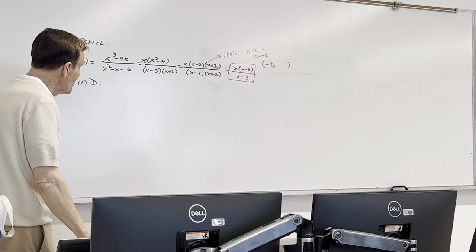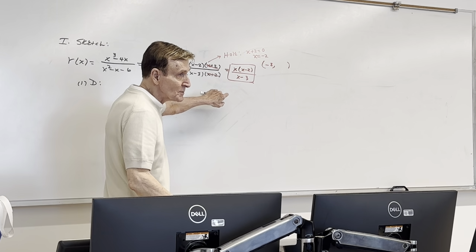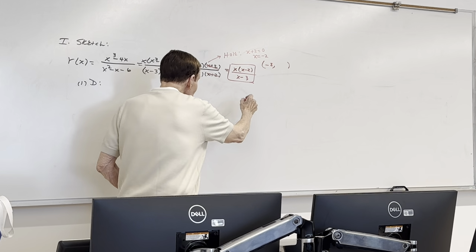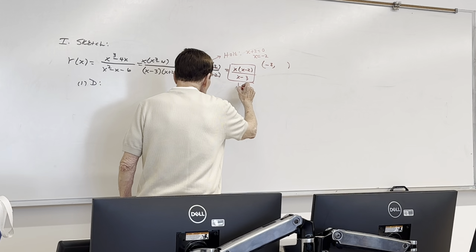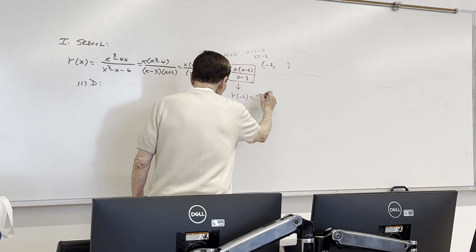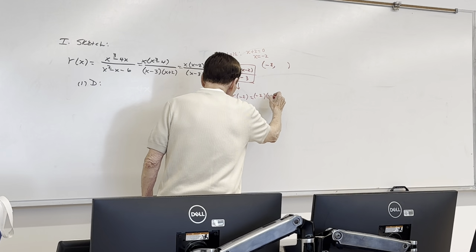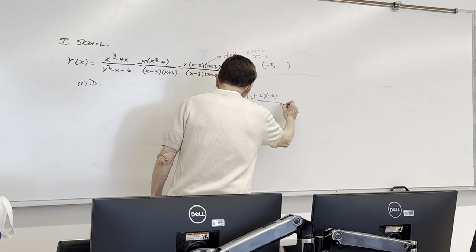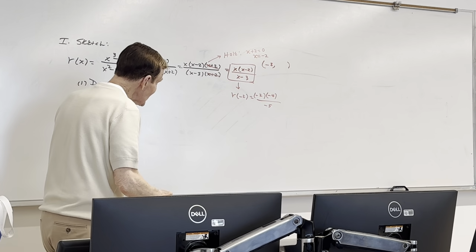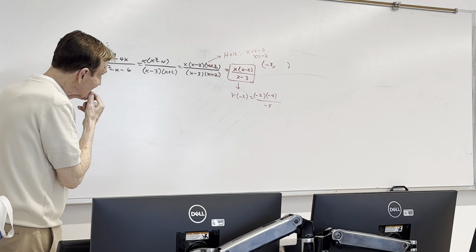Plug in -2 back into your what? Simplified version. Just replace the x's by -2. So right here, guys, find r at -2. Easily done. Replace those x's by -2. Do not let me make a mistake. Do it quickly. Let's see if you guys agree. Replace an x by -2. I think I get that.